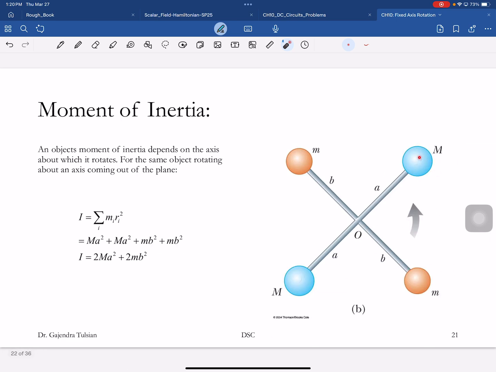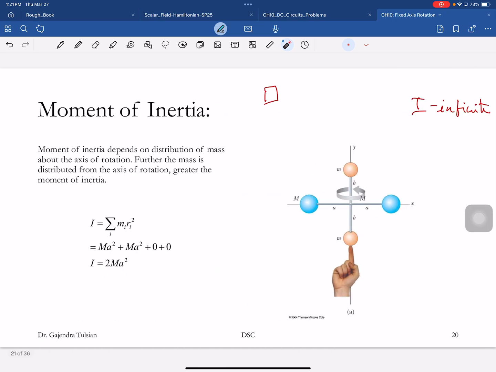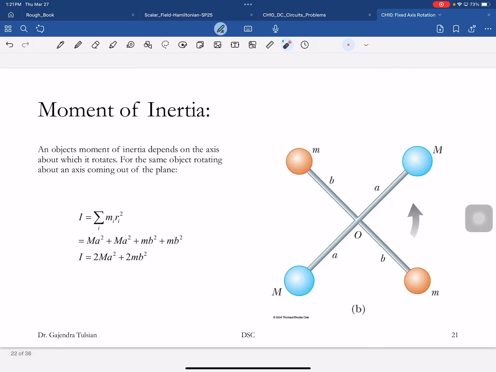Now we'll take the same object and calculate the moment of inertia about this axis, coming out of the plane of the paper. And it turns out that it's, again, those two terms, ma squared plus ma squared plus little mb squared plus little mb squared. So the moment of inertia of the same object about this axis is different than that. It's greater for this axis than the other axis.